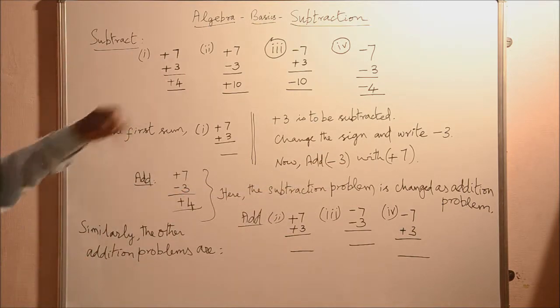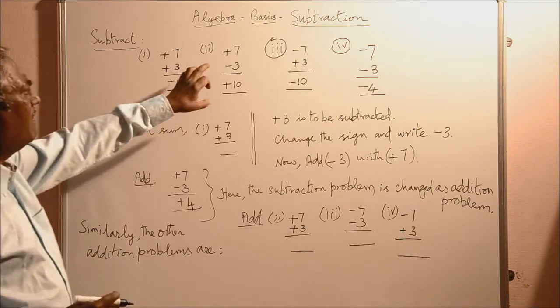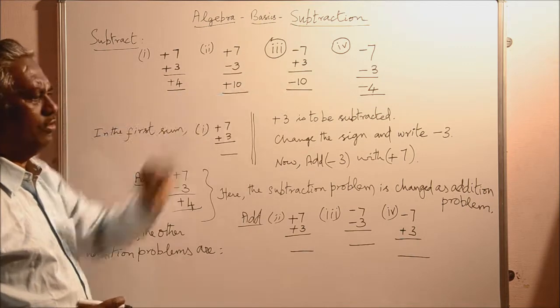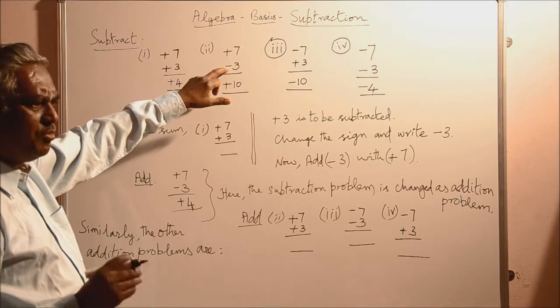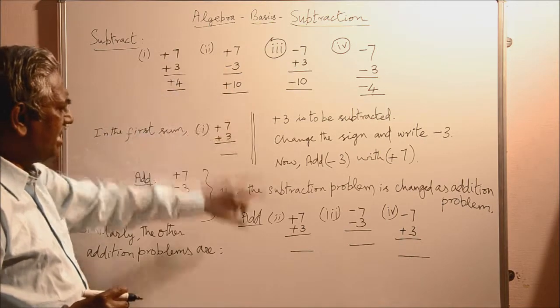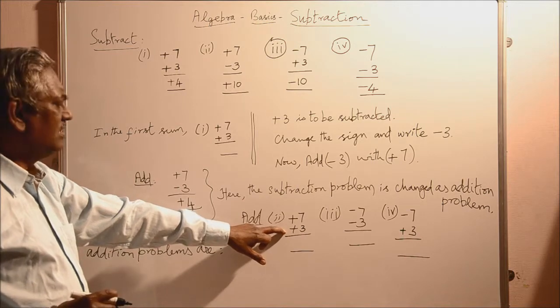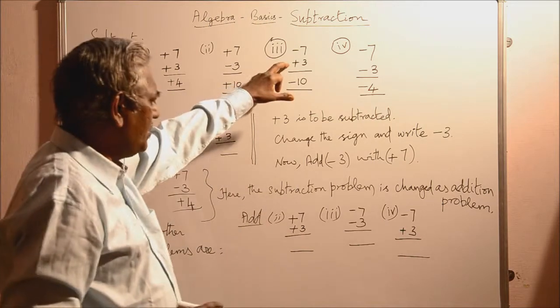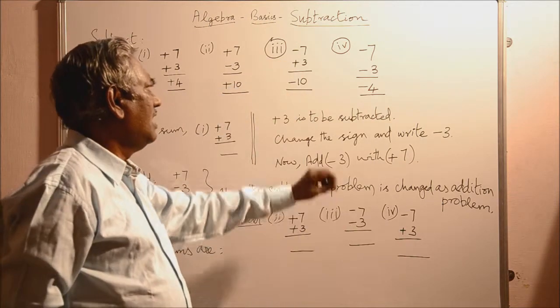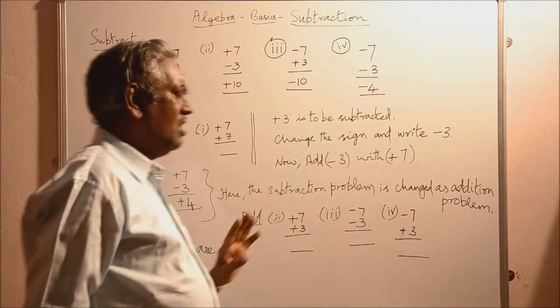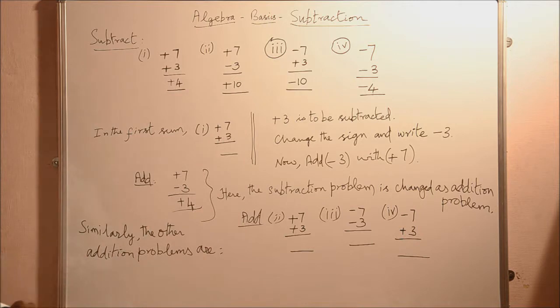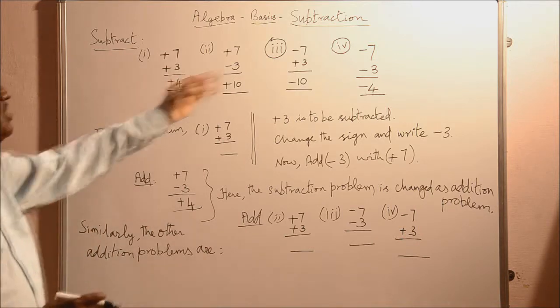Similarly, the other addition problems for second, third and fourth, they become, this one becomes changing the sign which is to be subtracted, that is minus 3 is changed into plus 3 here. In the third sum, plus 3 is changed into minus 3 here. And in the fourth sum, minus 3 is changed into plus 3. Now we have to add them. That's all. When you add them, you get the results of these problems.